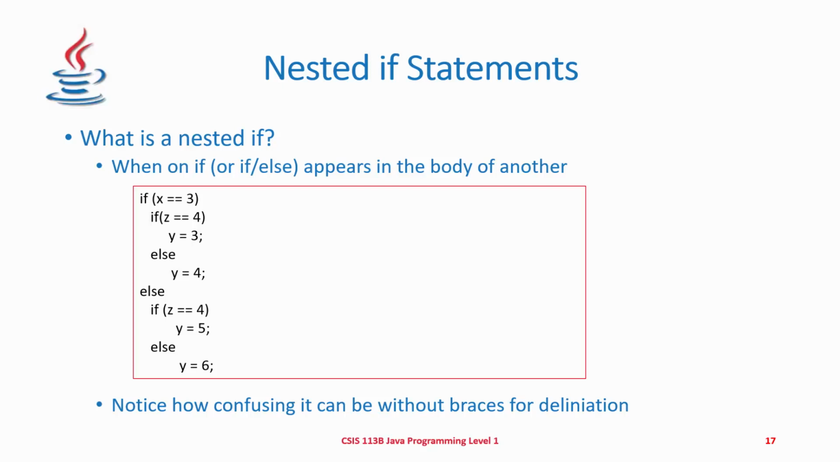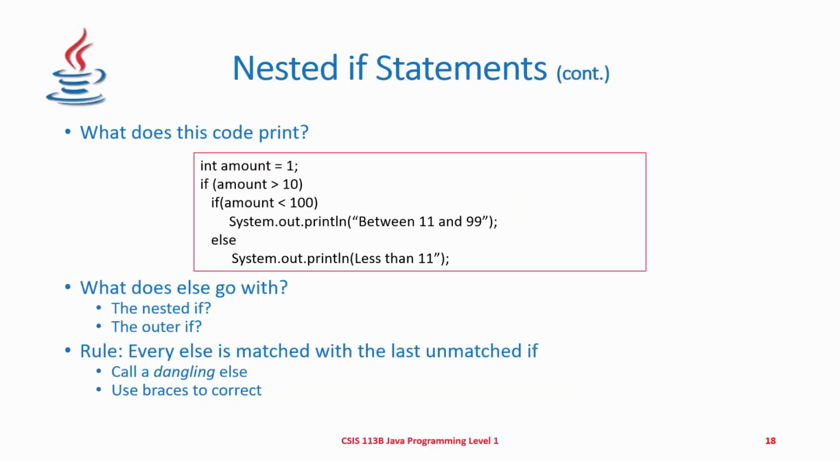Notice how confusing it can be without braces for delineation. So let's take a look at this code. Question is, what does this code print? If you look at it closely, you see we have an if and then a nested if with a single else. So the question really is, does the else go with the nested if, or does the else go with the outer if? So the rule is that every else is matched with the last unmatched if, which means in this example that else would go with the nested if. This is called a dangling else. So again, using braces will clear that up, make sure it runs the way that you expect it to.